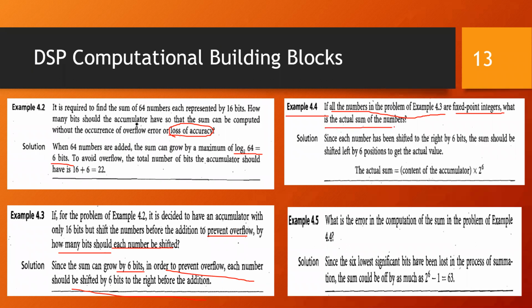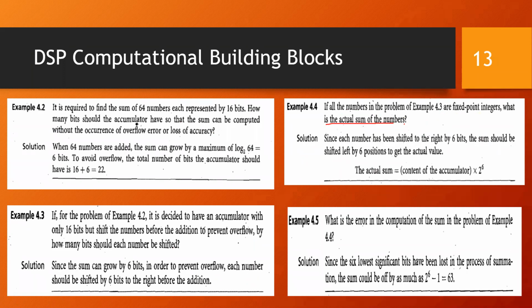what is the actual sum of the numbers? So here we can just see that in the solution, since each number has been shifted, that operation has been performed in this case, so that overflow can be avoided. It has been shifted to the right by 6 bits. For example, if the number is like this, you shift it towards the right, so it will be 0, 1, 1, 0. Why you're shifting towards right is it is okay to discard this least significant bit. So that is why he is performing it in that form.